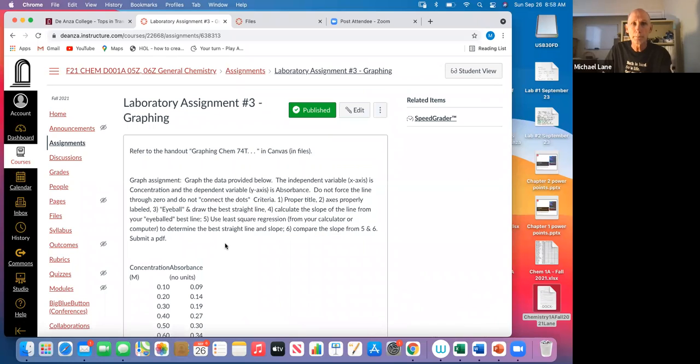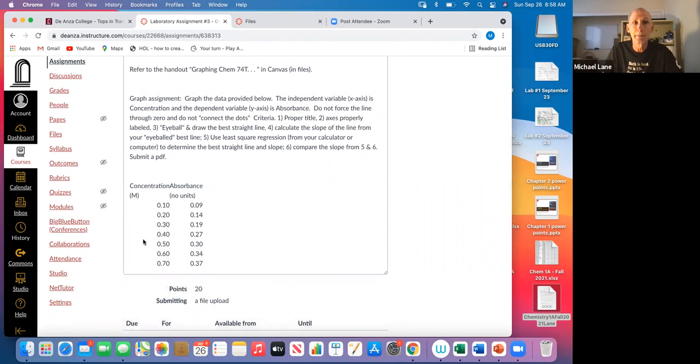And open that up. And we see that, again, I have a set of data to graph. The assignment is basically to do what I just did, right? Title, axes labeled, eyeball or draw the best straight line that you can, calculate the slope from your eyeball best line. I am going to ask you to look up in your calculator how to use least squares regression. You could probably also Google a least squares regression calculator, and it would probably also find you a program that would allow you to do that.